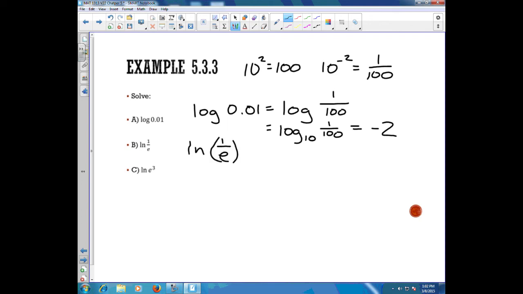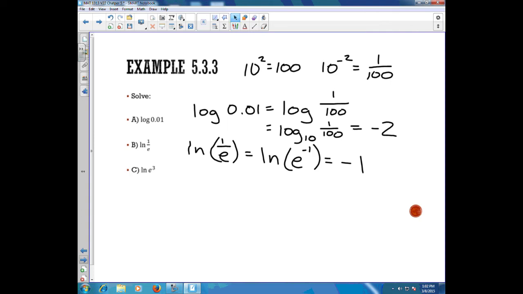If we have the natural log of 1 over e, remember we can move numbers into the denominator and make their exponents negative. This is the same thing as the natural log of e to the minus 1. And what power do we raise e to get e to the minus 1? Well, that's just minus 1. That goes back to the identity we just used. The natural log of e to the x is just x. So the natural log of e to the minus 1 is just minus 1.